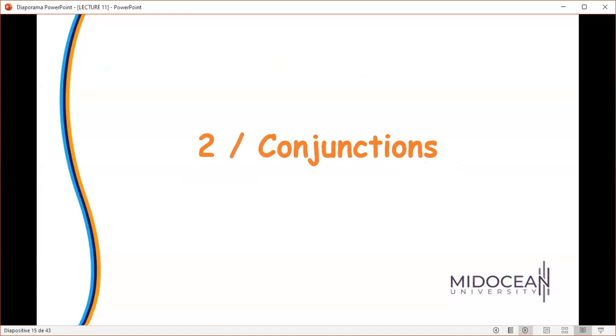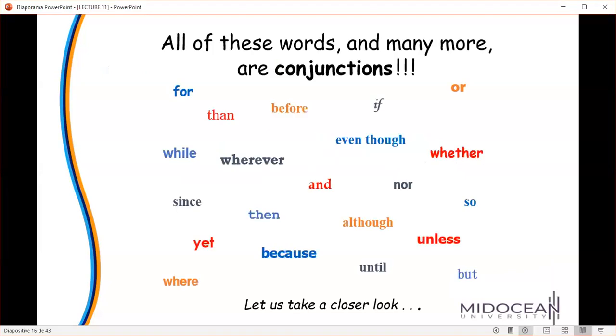Let's move on to part 2, conjunctions, okay? Les conjonctions. So let me explain this part for you. All of these words and many more are conjunctions. Okay, you have examples here: or, and, before, although, nor, until, since, where. So let's take a closer look.